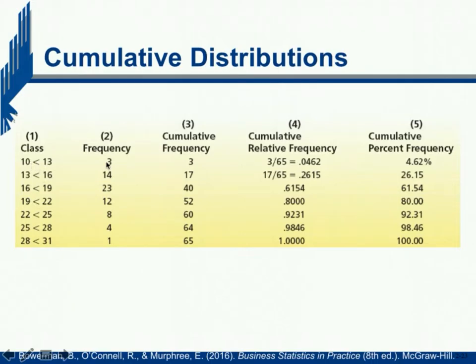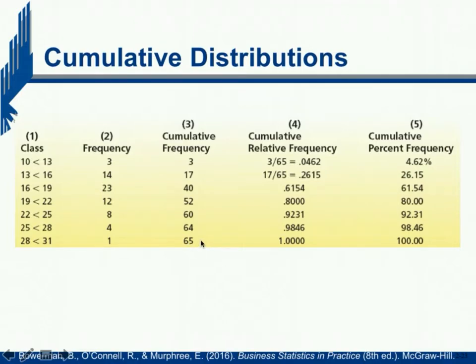The frequency for the first class is 3. The frequency for the second class is 14. So the cumulative frequency as of the second class will now be 3 plus 14, or 17. And the cumulative frequency for the third class will be, again, a running total as of the third class. That's 3 plus 14 plus 23, or 17 plus 23, which is now equal to 40. If you keep on doing that until you've covered all the intervals, you'll end up with the value of n, or the number of measurements in the dataset.